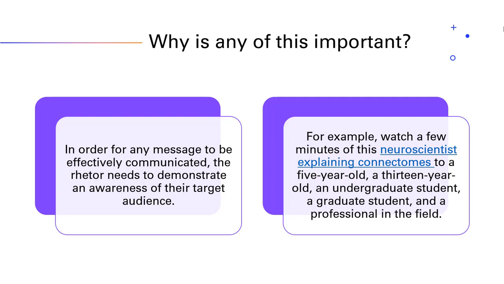As an example, there's a YouTube video linked in blue here where a neuroscientist explains the fairly complicated concept of connectomes to first a 5-year-old, a 13-year-old, an undergraduate student, a graduate student, and finally a professional in the field of neuroscience. So go ahead and watch the first few minutes of that YouTube video and then tune into the next slide while we break it down.